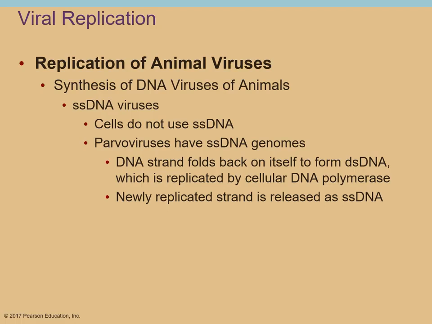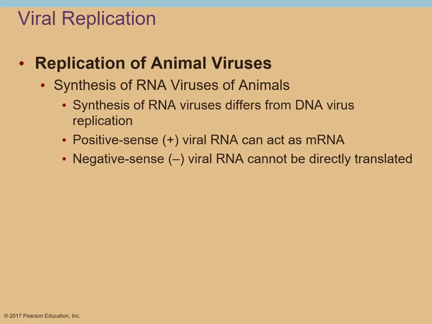Single-stranded DNA viruses, their replication is a little bit different because your cells, animal cells, aren't used to seeing single-stranded DNA. They're kind of like, what do we do with this? And so they're used to only seeing double-stranded. So when you have a single-stranded DNA, what's going to happen is the DNA strand kind of forms back on itself, appearing as though it's double-stranded, and then ultimately it's released as a single-stranded.